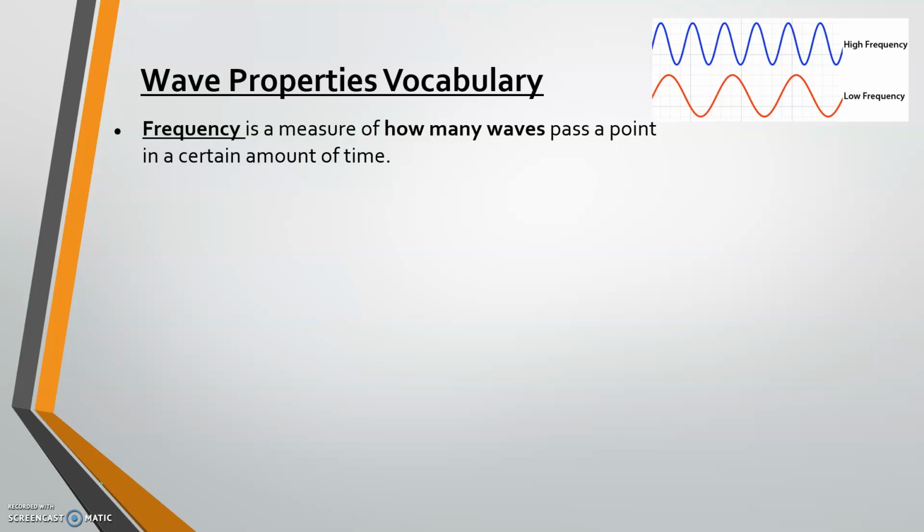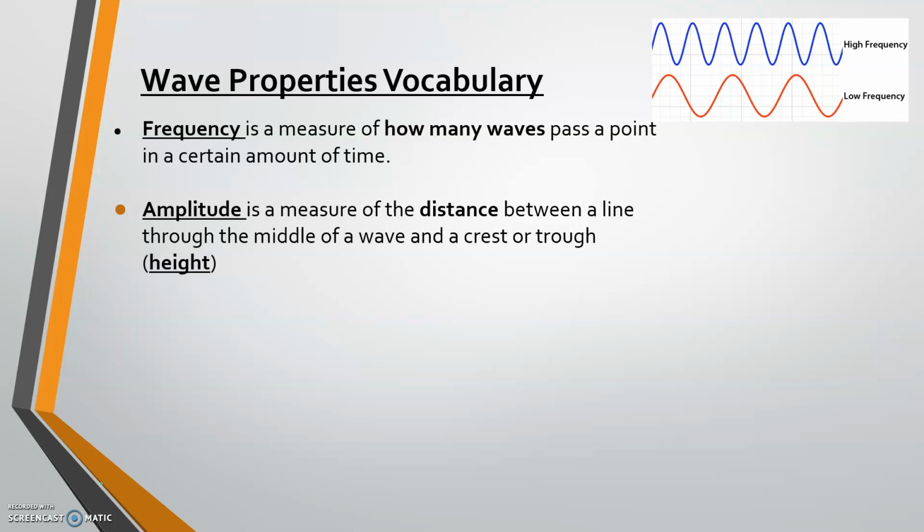So here's a diagram on the right-hand side. High frequency is the blue wave. As you can see, there are many waves happening in that same amount of time compared to the red wave. That is low frequency. There's only a few waves, maybe 3 waves that are occurring.